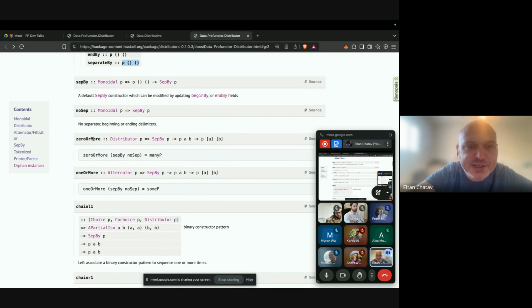And then we can define our function 0 or more, which given a step by is going to give us from a PAB to a P of list of A, list of B, such that 0 or more, if we separate by no sep, could be the same thing as many P. And same thing with 1 or more. Notice that 0 or more can work on a distributor. 1 or more is partial, so it has to work on an alternator.